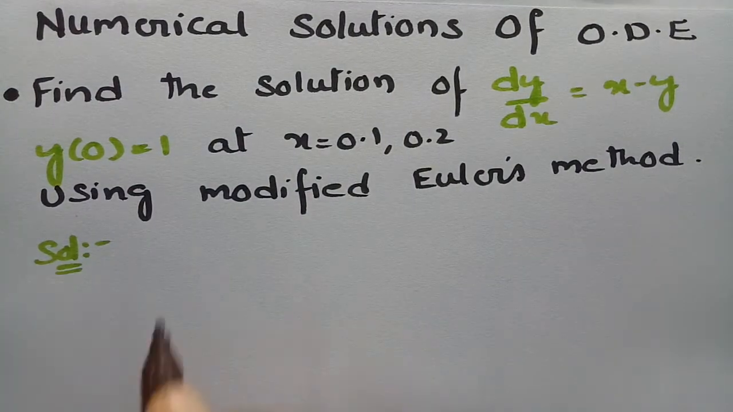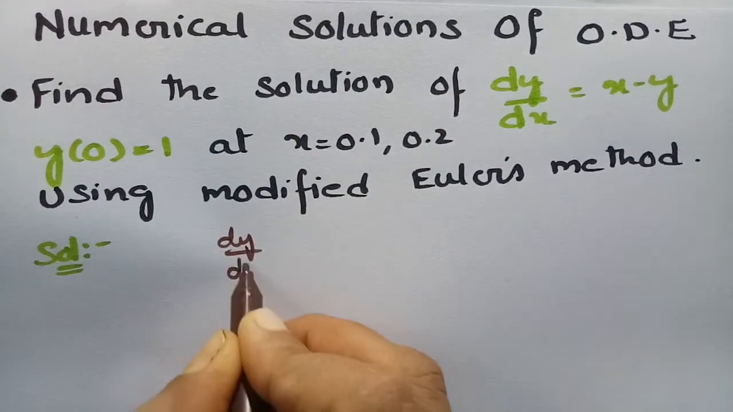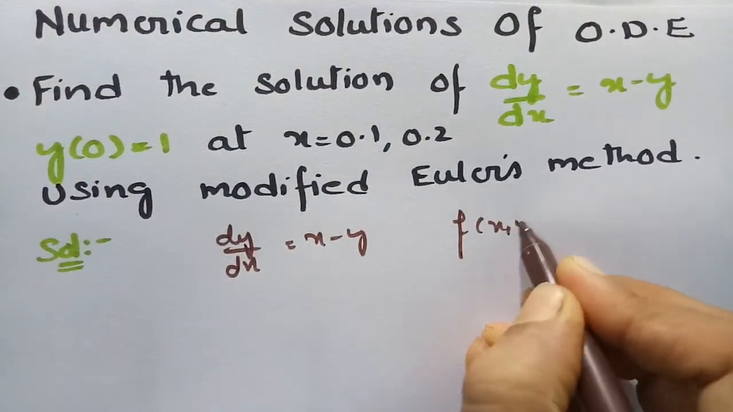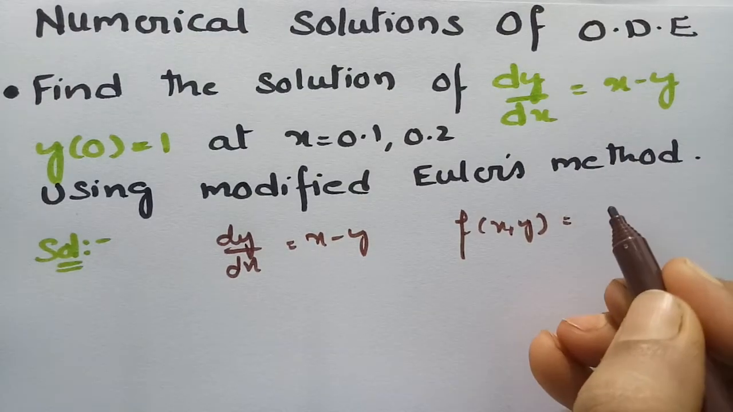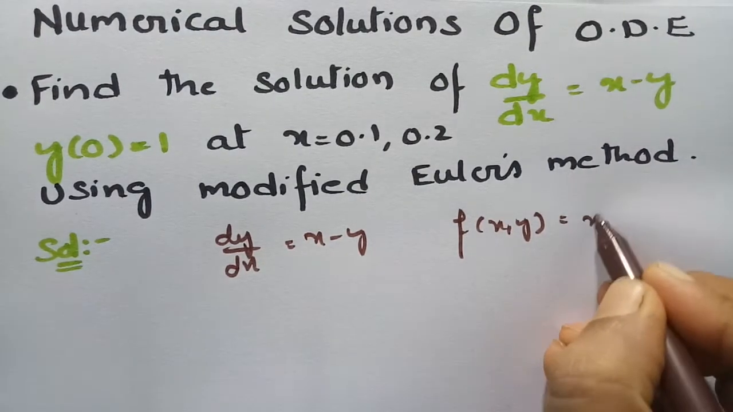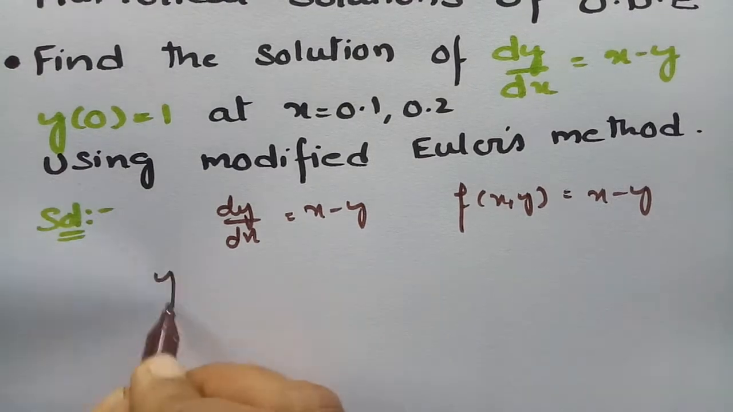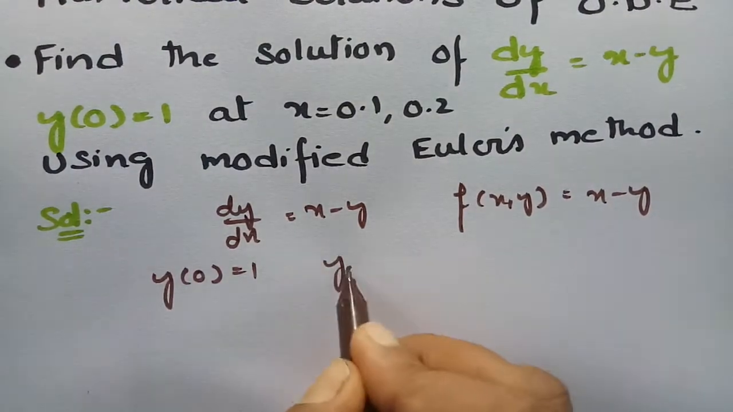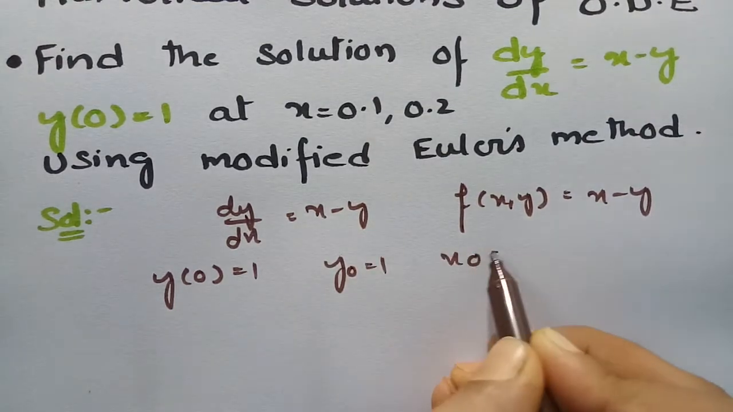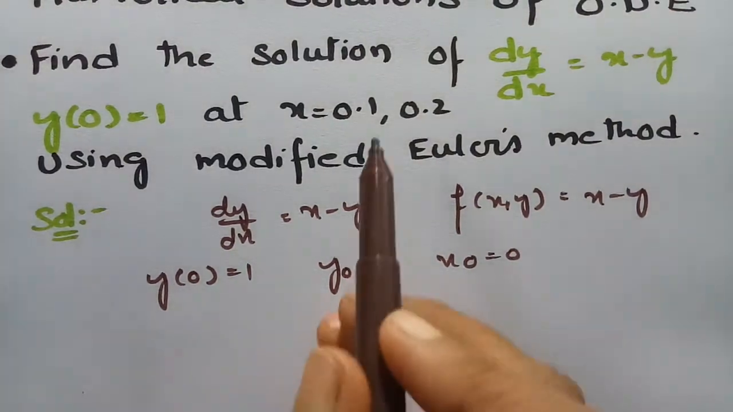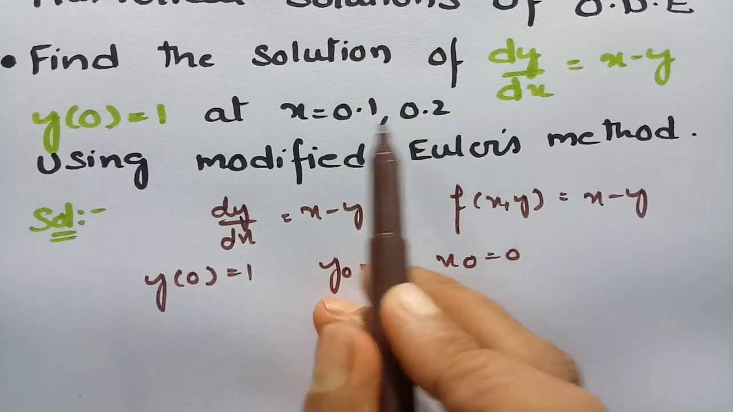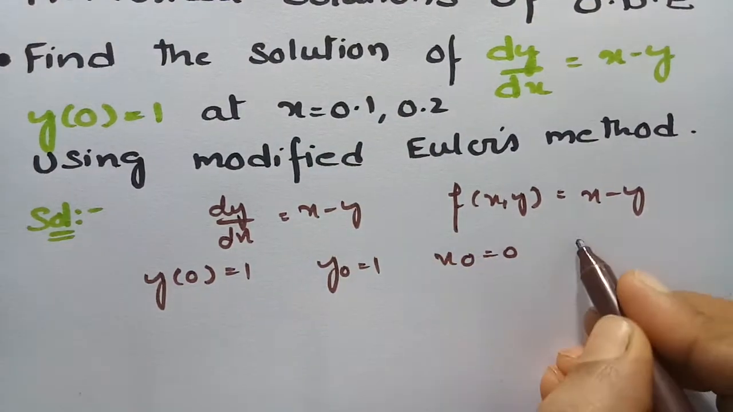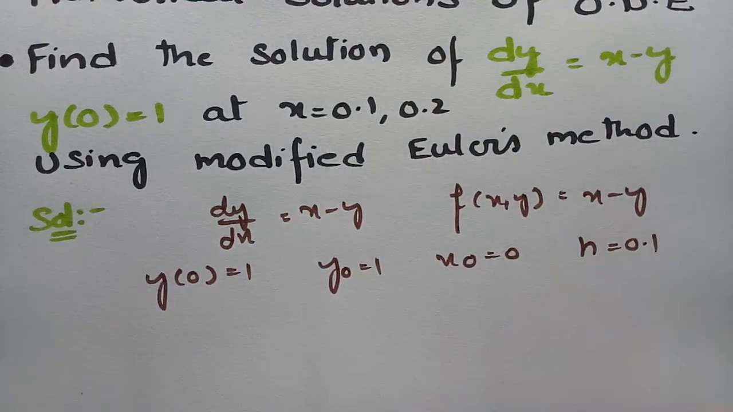So in order to solve this, given dy by dx is equal to x minus y, which means f of x comma y is equal to x minus y, and also given that y at 0 is equal to 1, which means y naught is equal to 1 and x naught is equal to 0, and the step size h is x2 minus x1, 0.2 minus 0.1, which is equal to 0.1.